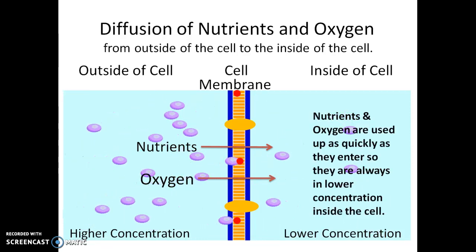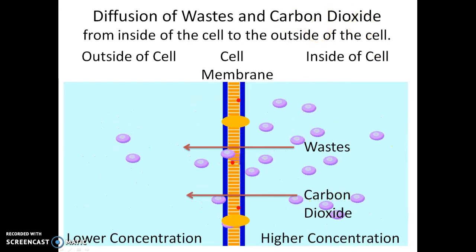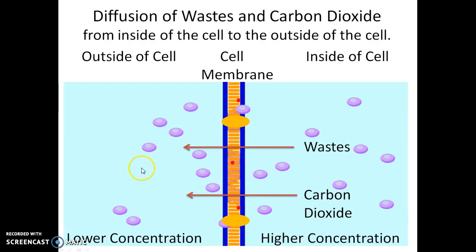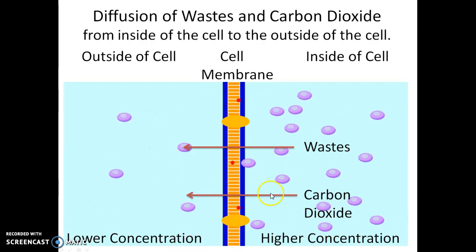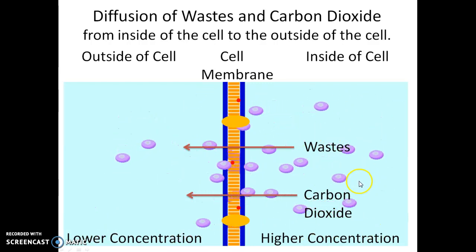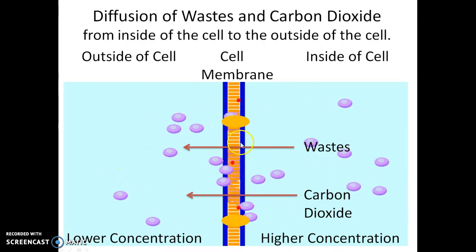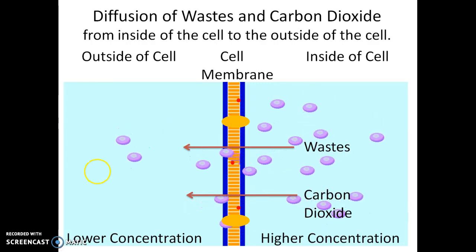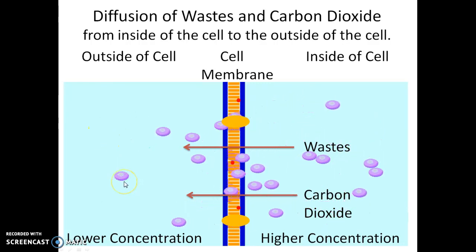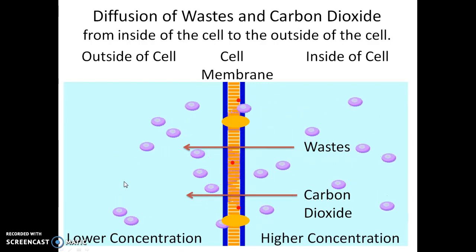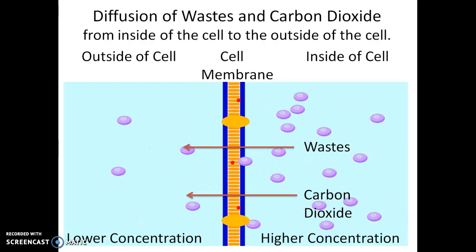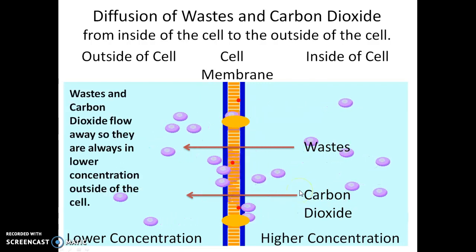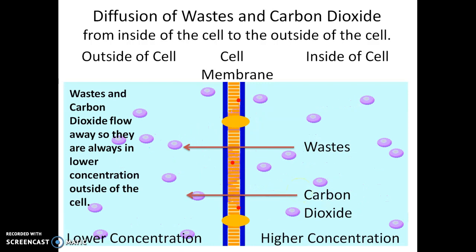Whereas on the opposite side, waste and carbon dioxide are always flowing out of the cell from high to low concentration because we are always making waste and carbon dioxide within our cells. And once it passes out to the environment, it floats away or gets broken down or something happens. So it's always in low concentration here. So once again, nutrients and oxygen are always flowing in, wastes and carbon dioxide are always flowing out, and water is able to move back and forth.